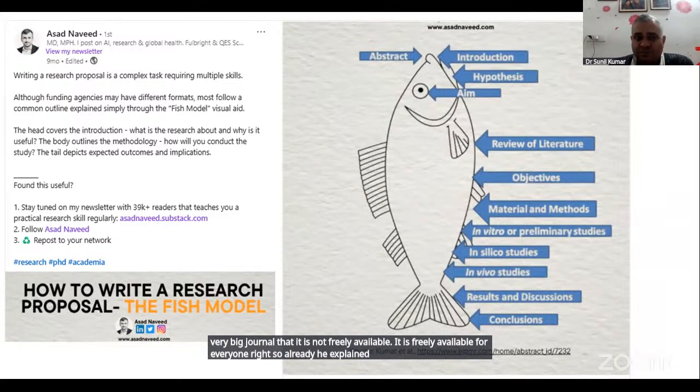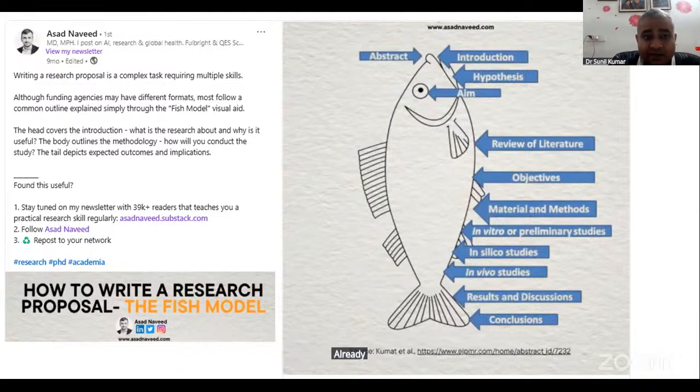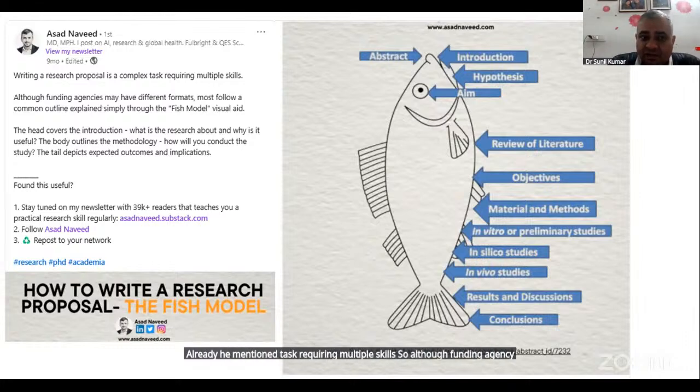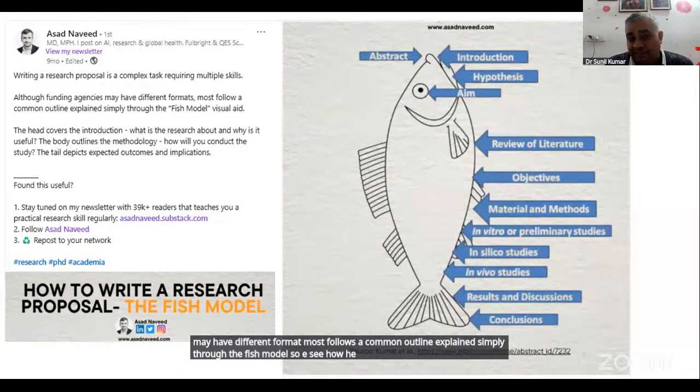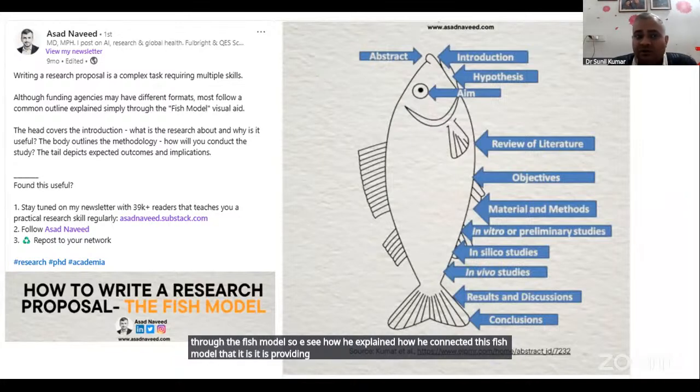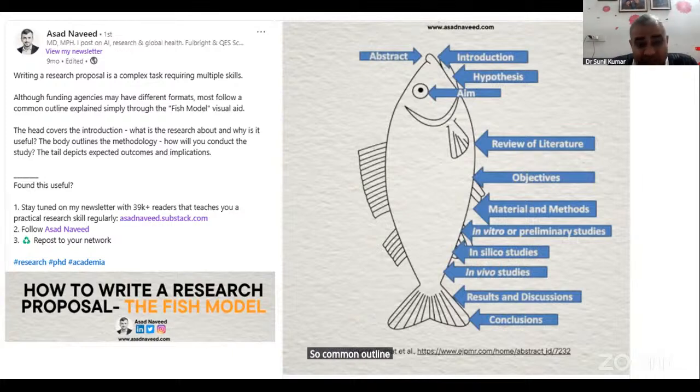Writing a research proposal is a complex task, and he mentioned it requires multiple skills. Although funding agencies may have different formats, most follow a common outline, explained simply through the fish model. See how he connected this fish model, providing a visual aid to everyone, with the common outline explained in a simple way.